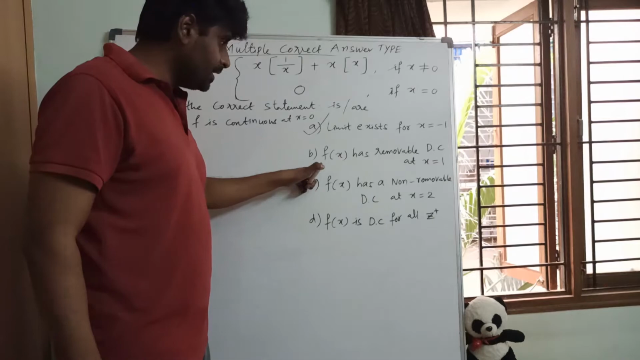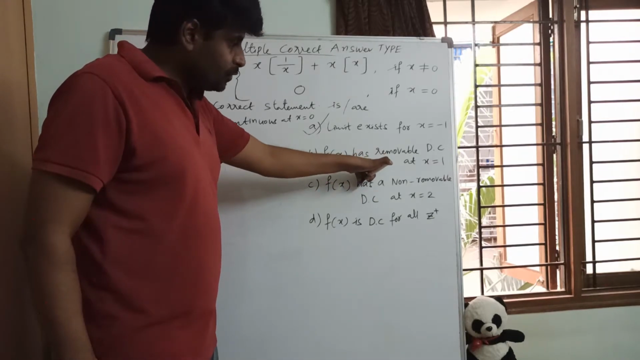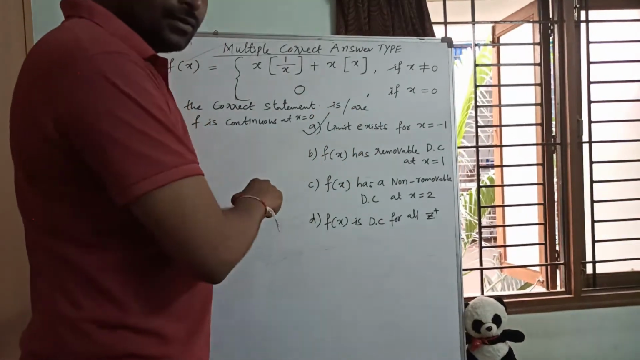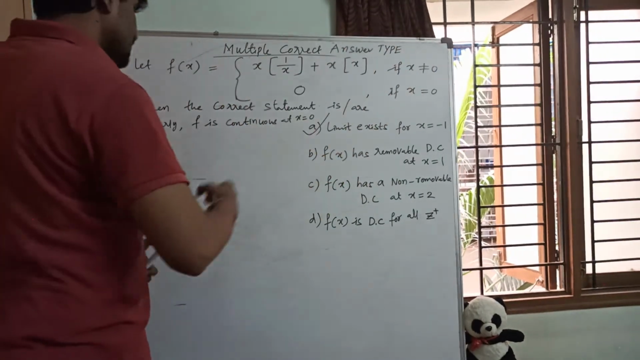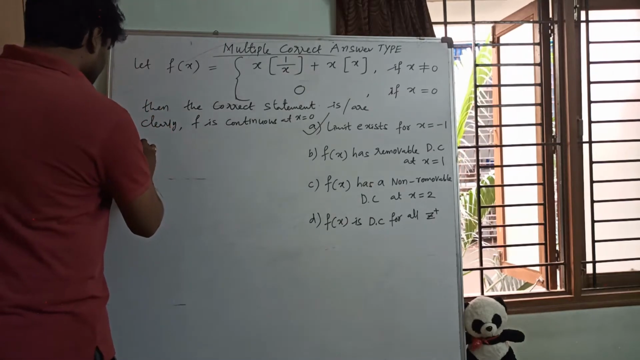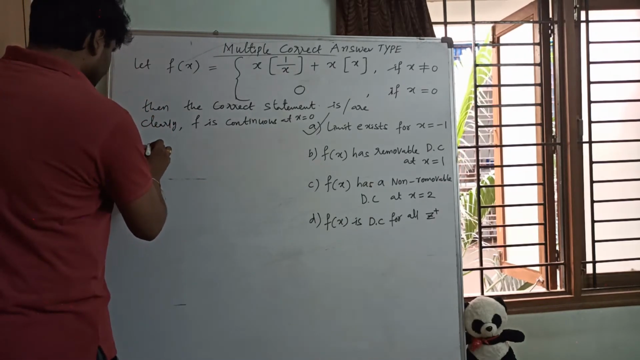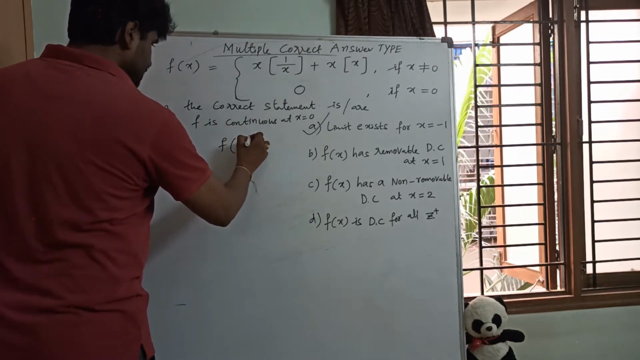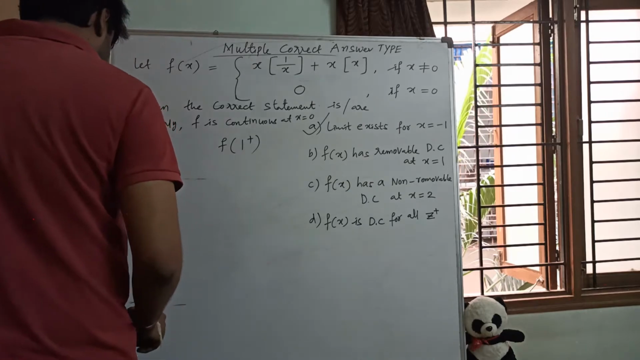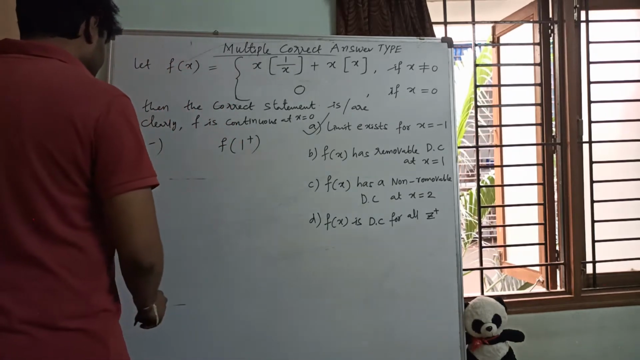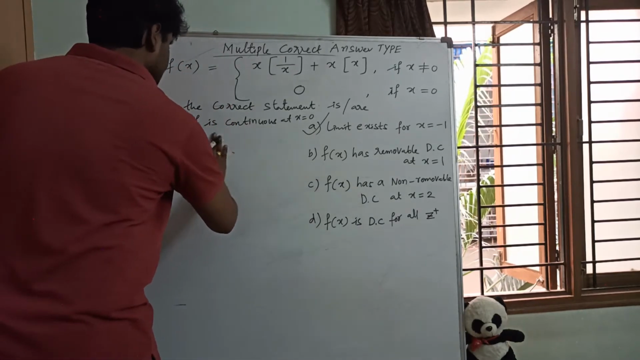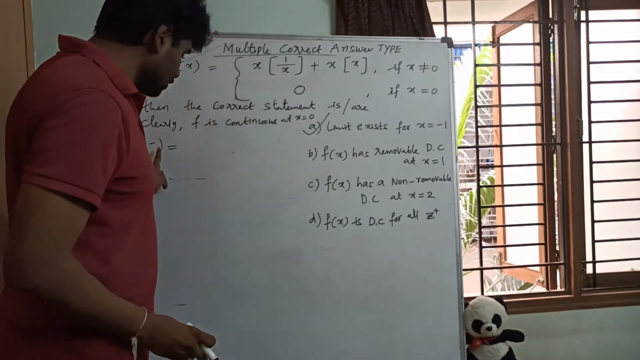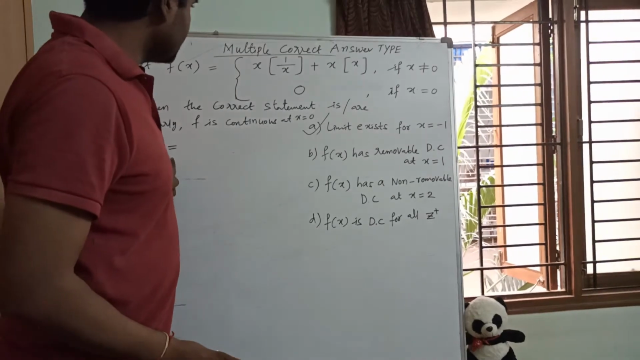After that, second point: f of x has a removable discontinuity at x equal to 1. Let us say at x equal to 1. So 1 minus, 1 plus, LHL, RHL we will see now. What is f of 1 minus and what is f of 1 plus, we will see. So what is f of 1 minus? If you observe, I'm talking about this one. 1 minus means 0.99 point change. Okay. So now you substitute here.